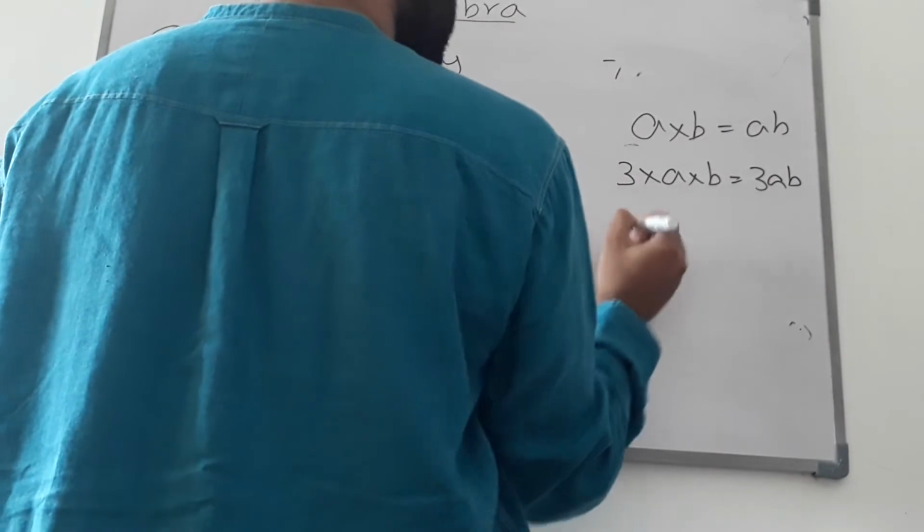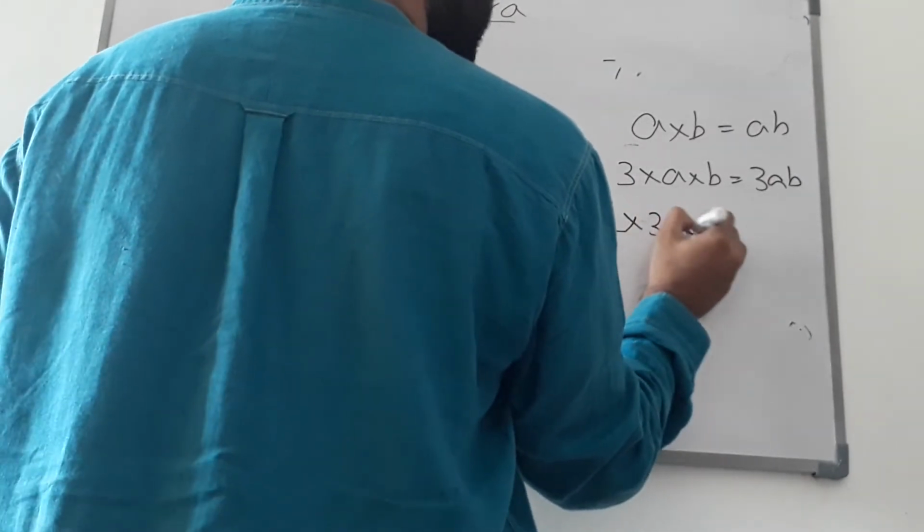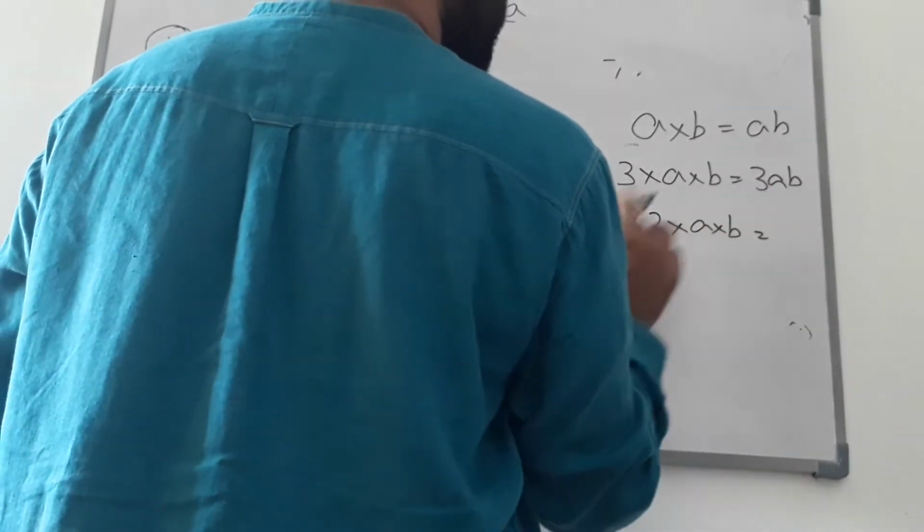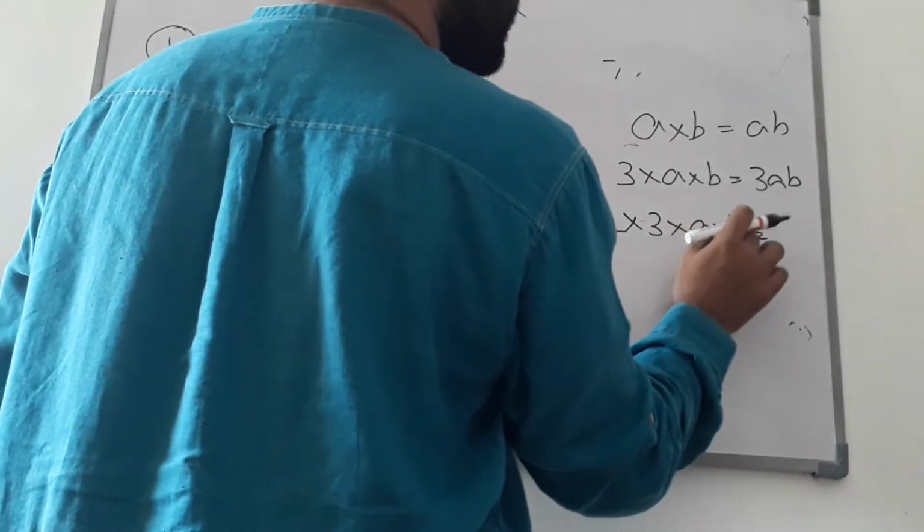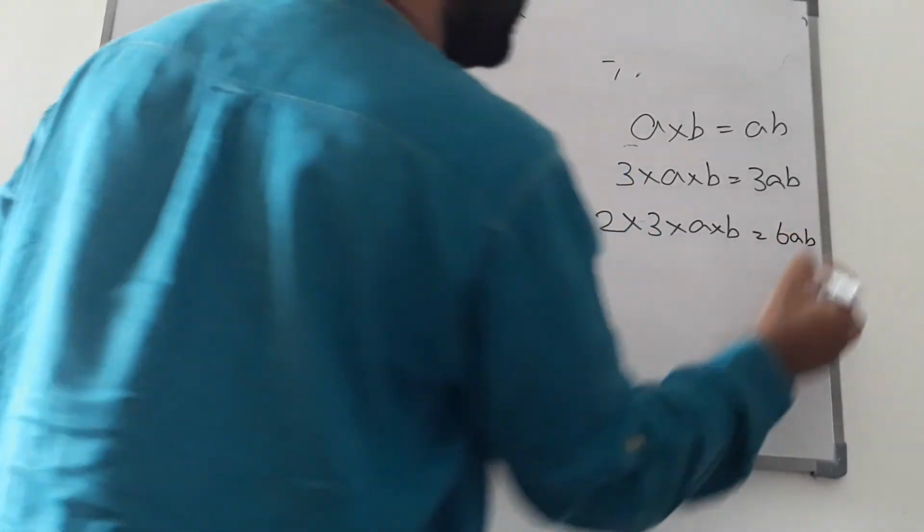Likewise, when there is 2 in front, 2 times 3 times a times b means 2 times 3 is 6, 6 times a, 6a, 6a times b, 6ab. Keep it in mind.